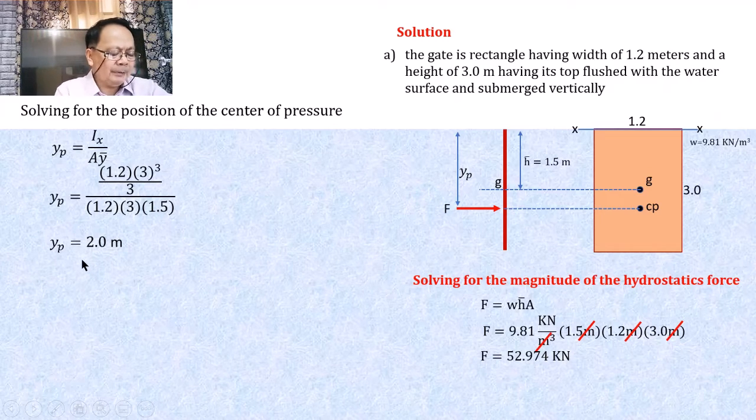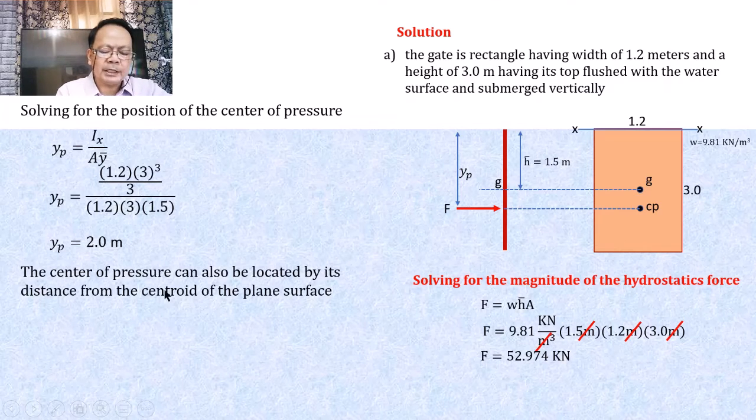So kung sakali naman, gusto natin solvein yung ating center of pressure, using the distance of the center of pressure from the centroid of the plane. Mula daw dito. So tawagin natin na yan ay E. So ito yung ating sinosolve ngayong E. And how do we solve for E? E will be equal to I sub G over A times bar Y.